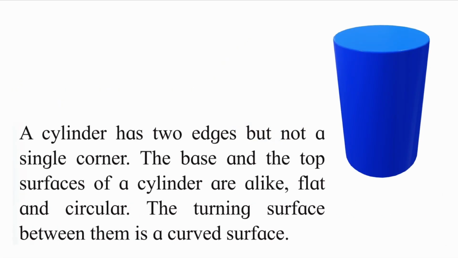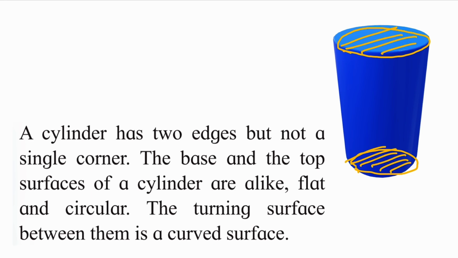A cylinder has two edges. This is one edge and here you can see the other edge. But there is no corner in the cylinder. The base and the top surface of a cylinder are alike, the same, flat. You can see this is a flat surface and this is also a flat surface, and circular, the shape is like a circle.